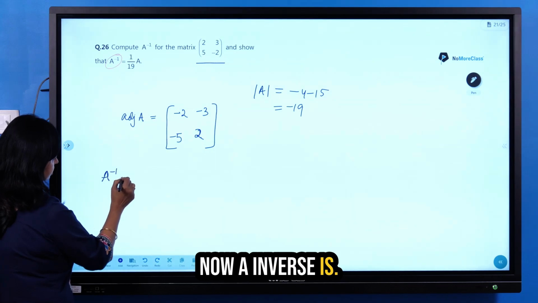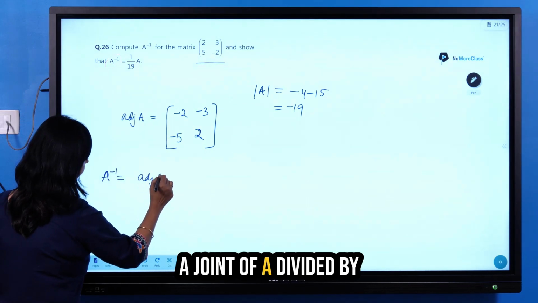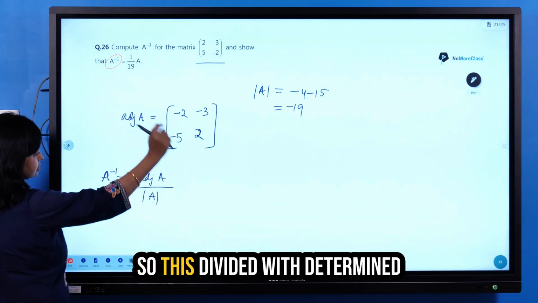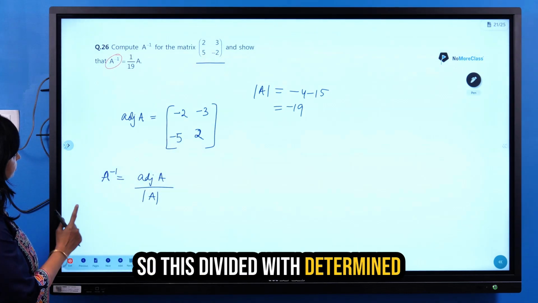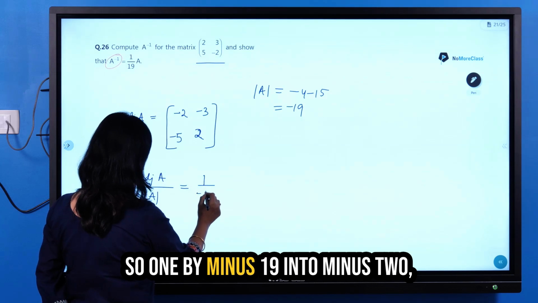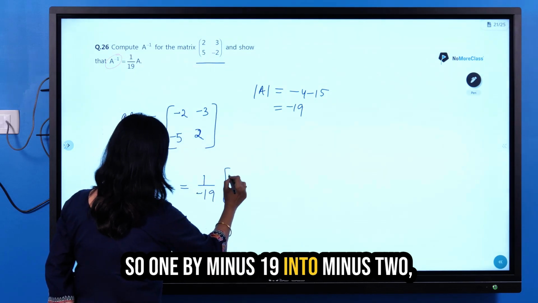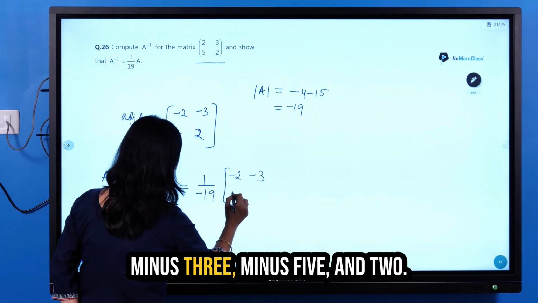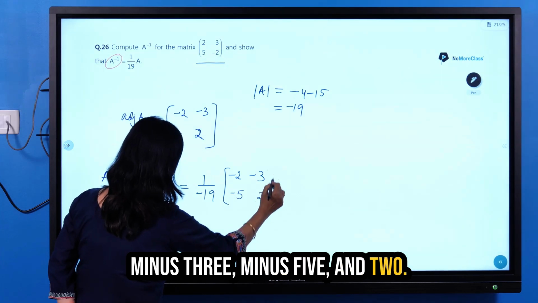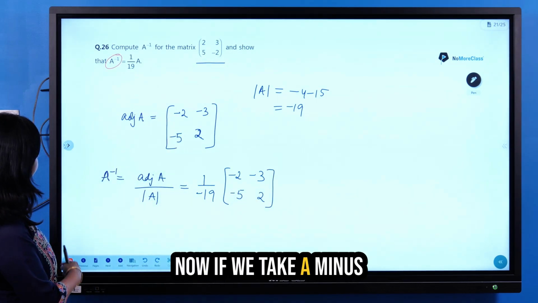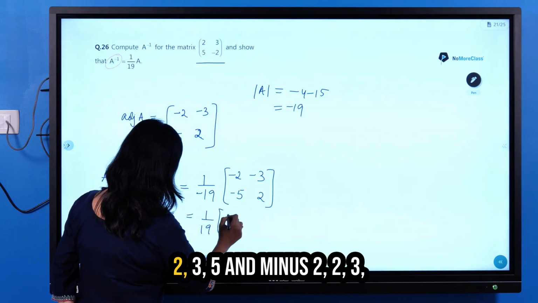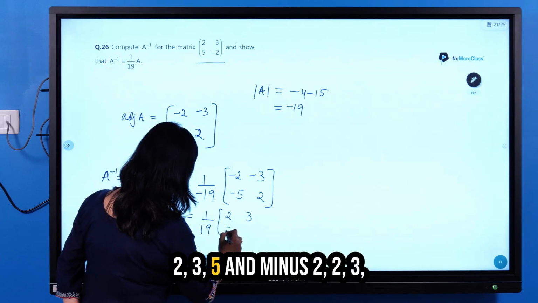Now, A inverse is adjoint of A divided by the determinant value. So this divided by the determinant value, which is minus 19. So 1 by minus 19 into minus 2, minus 3, minus 5 and 2. Now, if we take minus inside, so 1 by 19 into 2, 3, 5 and minus 2.